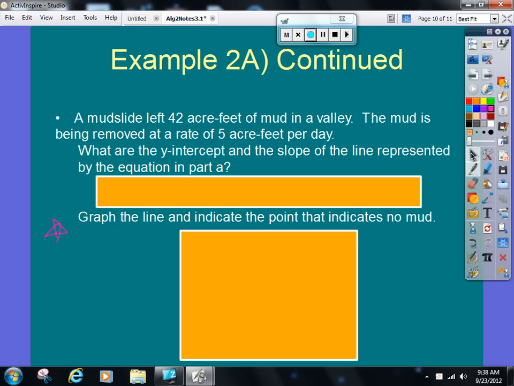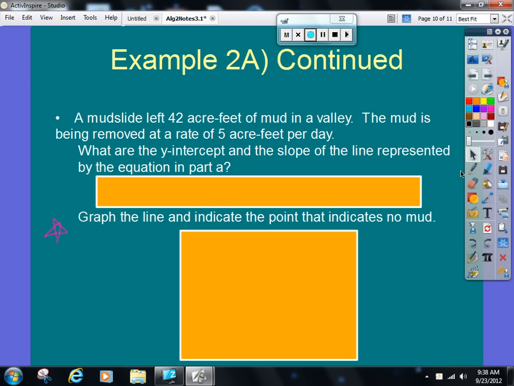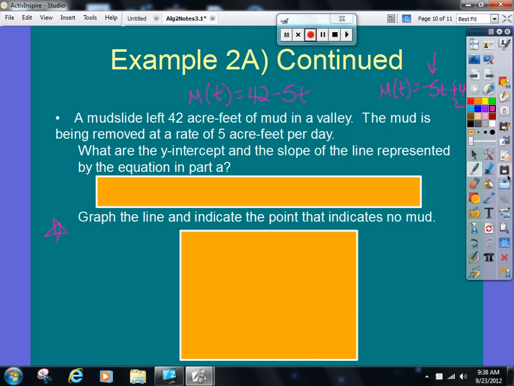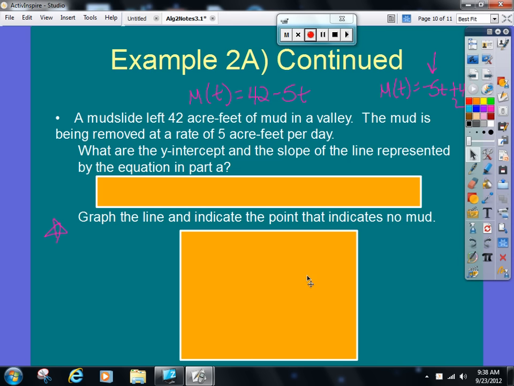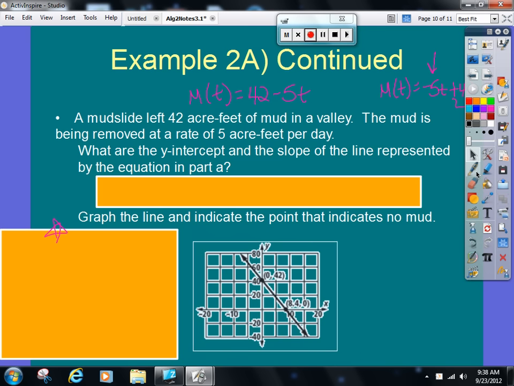with the second part. The equation that we just wrote, I forgot it, was 42 minus 5t. M of t equals 42 minus 5t. If I graph this, it's the same thing as m of t equals negative 5t plus 42. My y-intercept is 42. My slope is negative 5. Okay, your graphing calculator can handle this. This is what the graph looks like.